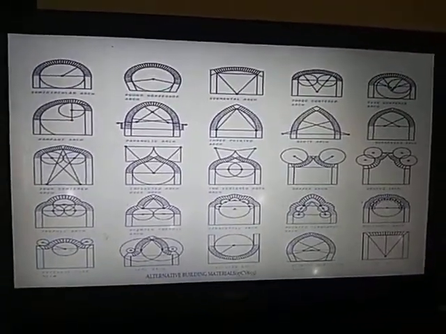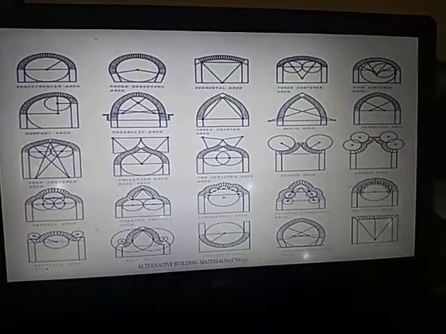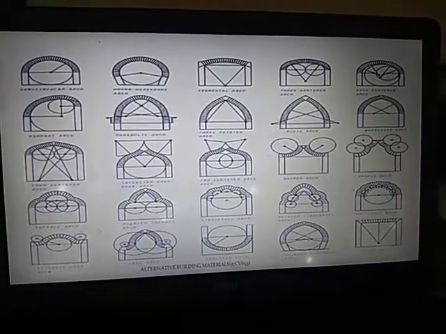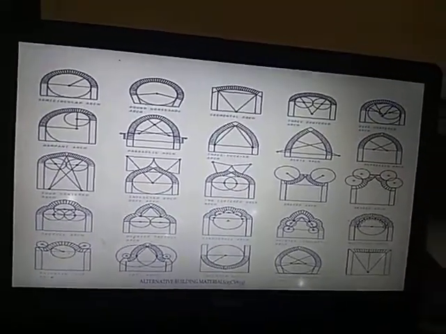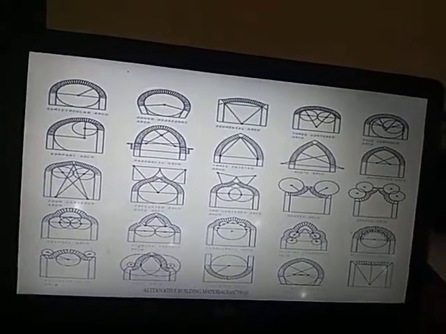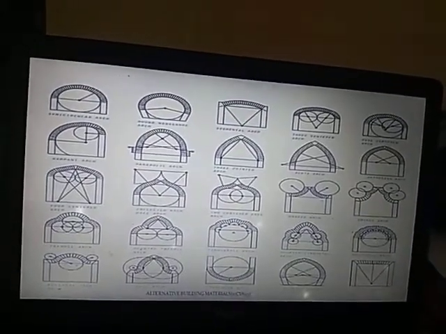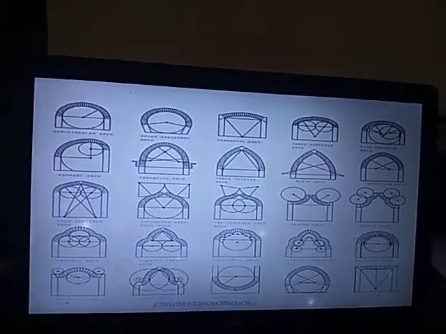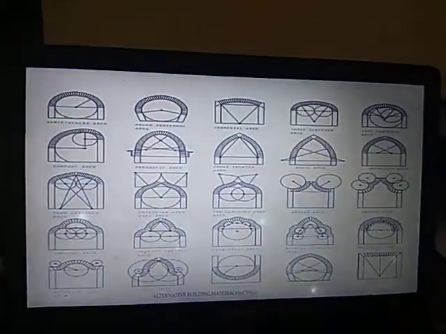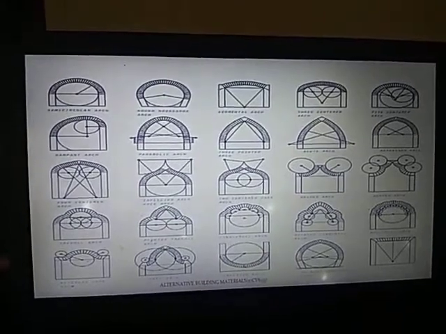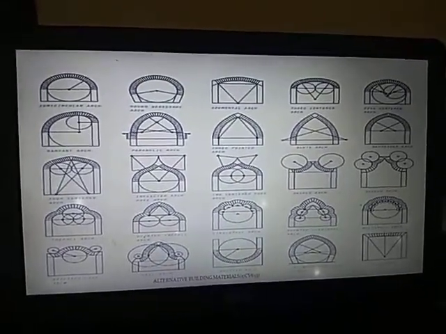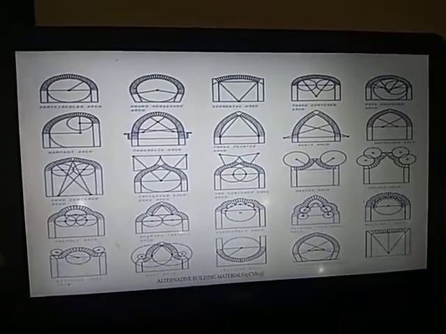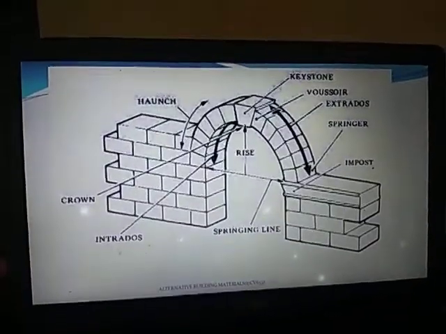The different shapes of arches are shown here. They are mainly classified according to shape, according to number of centers, according to workmanship, or according to the material of construction. So these are various shapes of arches you can adopt for construction. Already you studied this in BMC, building material construction.